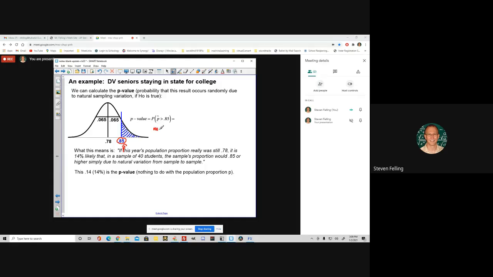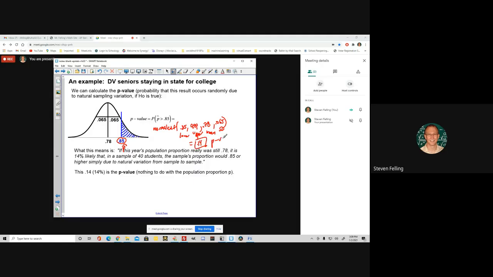So we would say this is equal to normal CDF from 0.85 as the lower boundary, labeled lower, to infinity, or 999 for the upper boundary. If the mean was 78%, that's the mean labeled, and the standard deviation is 0.065, right? And then we do that in a calculator, and we end up getting that it is 0.14, okay?